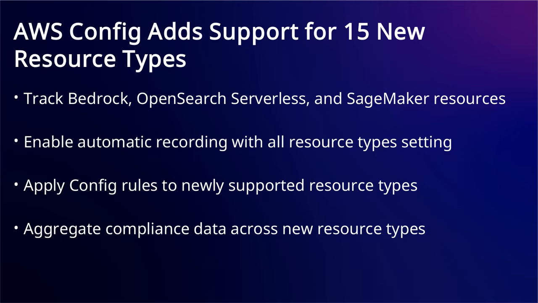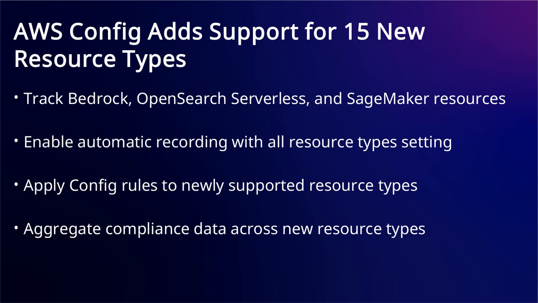Managing compliance and configuration tracking across expanding AWS environments becomes difficult when resource types are not supported by monitoring tools. You need visibility into services like Amazon Bedrock, OpenSearch Serverless, and SageMaker to maintain consistent governance and audit capabilities. AWS Config now supports 15 additional resource types including Bedrock Automated Reasoning Policies and Blueprints, OpenSearch Serverless Access and Lifecycle Policies, and SageMaker Inference Components and Projects.